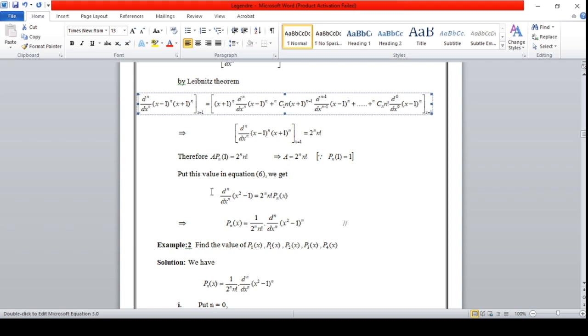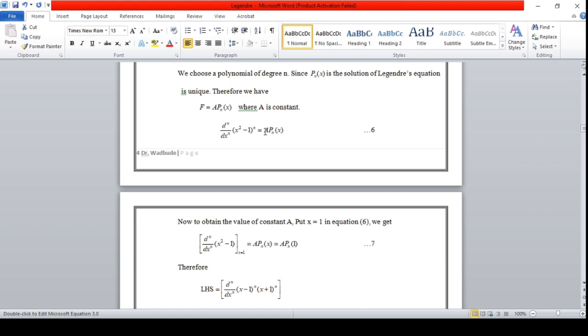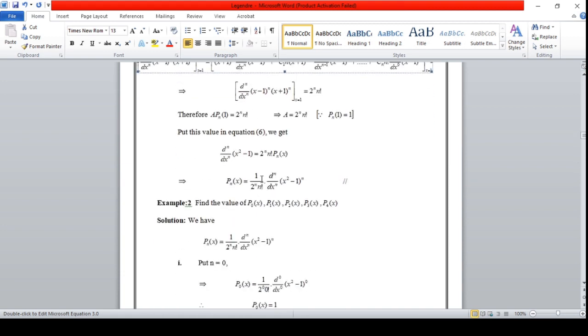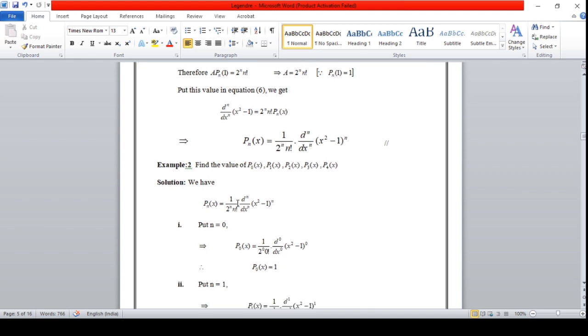Put this value in equation 6. Substitute the value of a. This is the value of a, 1 upon 2^n n factorial, d^n/dx^n of (x² − 1)^n, and this is the Legendre polynomial P_n(x). This is the Rodrigues formula. This is the most important formula, applicable everywhere.